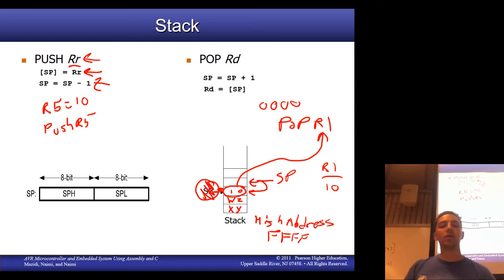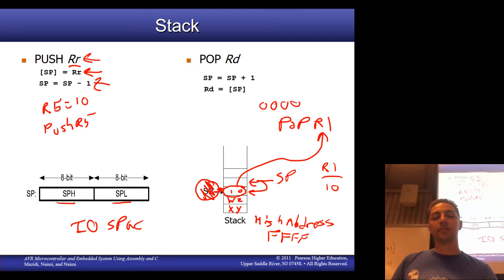Okay. The stack pointer itself is a special purpose register. It's actually two special purpose registers, because RAM is so large that we actually need 2 bytes to address it. So there are 2 registers. One's called SPH, one's called SPL. They are in the I/O space, which means we use in and out to access them.